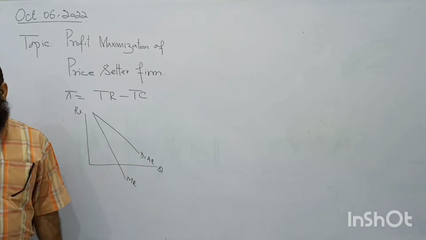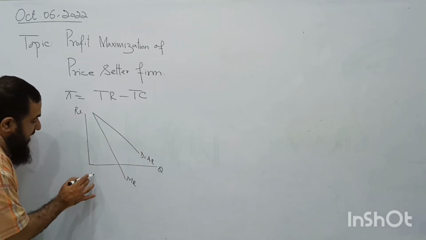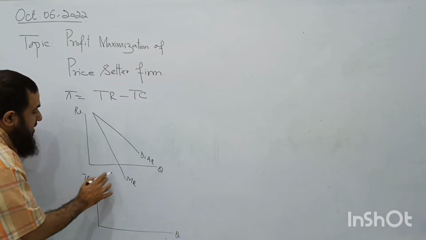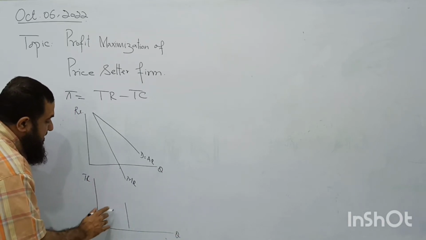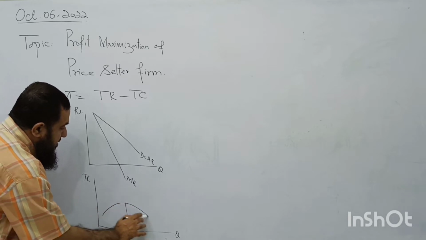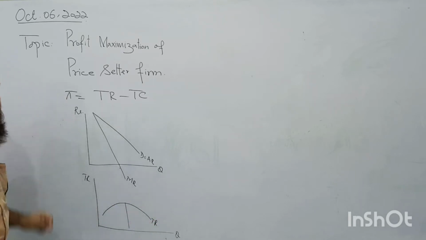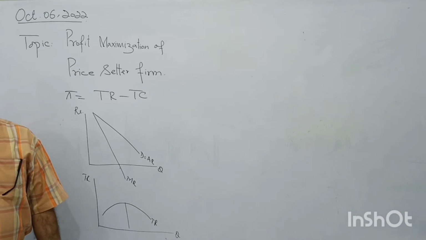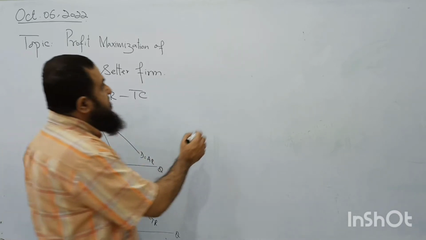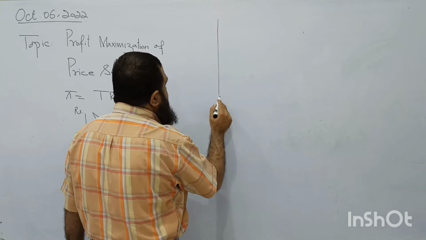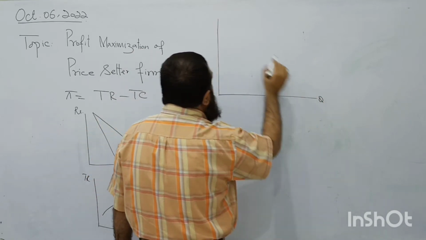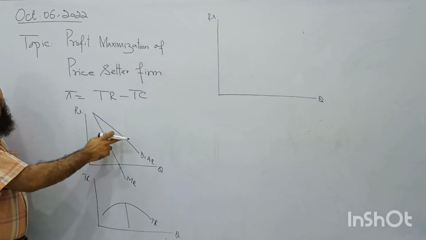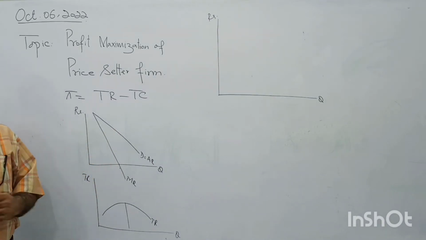And what is the shape of the total revenue curve? If you remember, we had drawn it like this. This is the shape of total revenue. First it increases, then goes down. So here I am drawing the profit maximizing level of output of the firm when it is facing this demand curve, which is downward sloping.